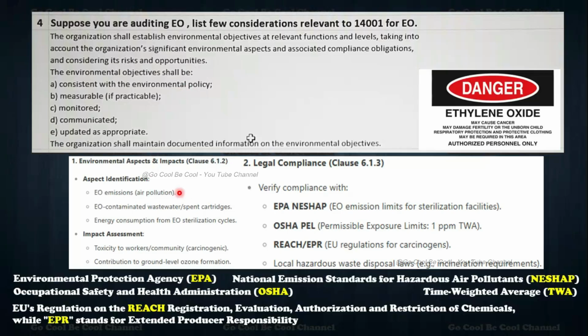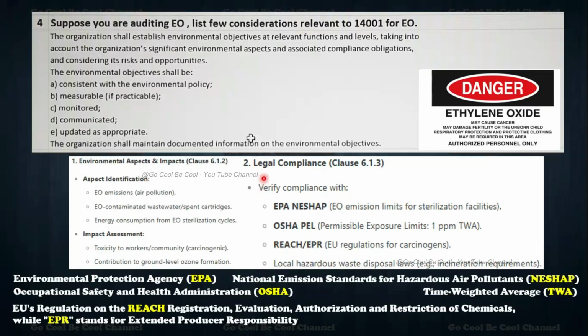So what I told you is that you have to be very precise, capturing the mindset of your trainer who is offering you the examination, also the question and answers. So, environmental aspects and impacts, clause number 6.1.2, aspect identification: what are all the things, especially for this ethylene oxide emission, contaminated water, and then energy consumption. Impact assessment: toxicity to workers, and then contributions to ground level ozone formation.